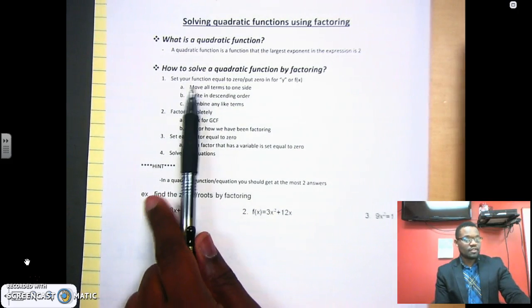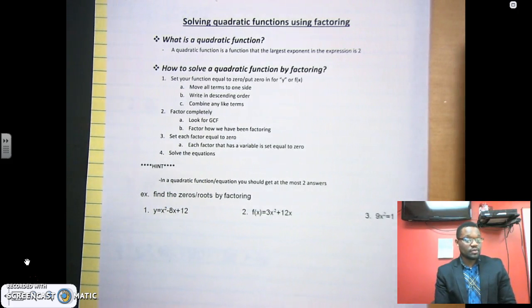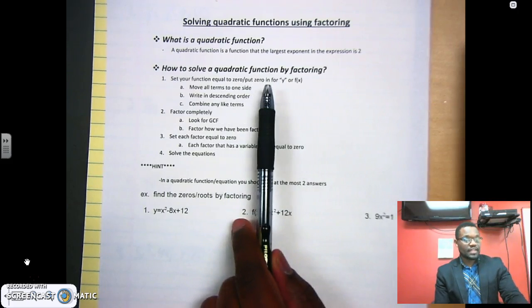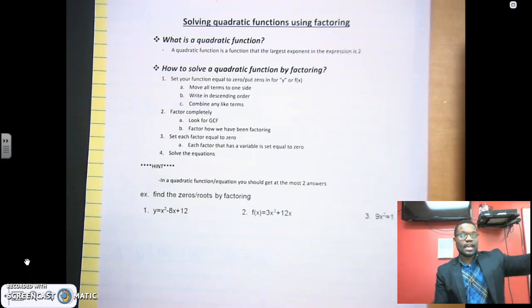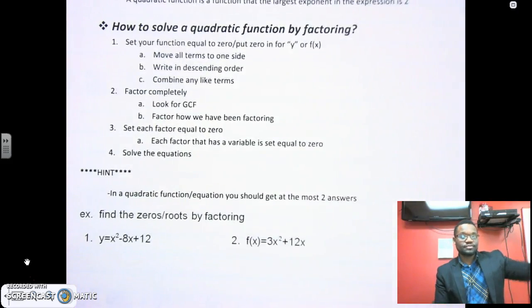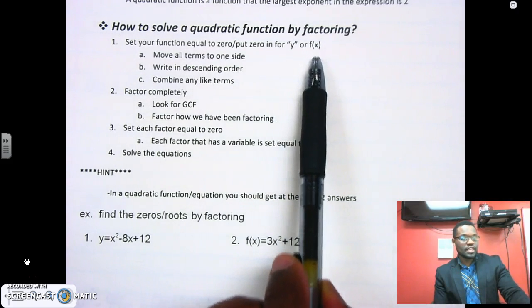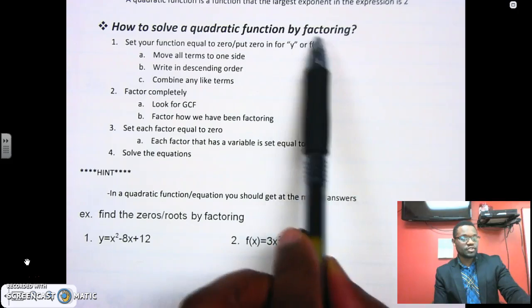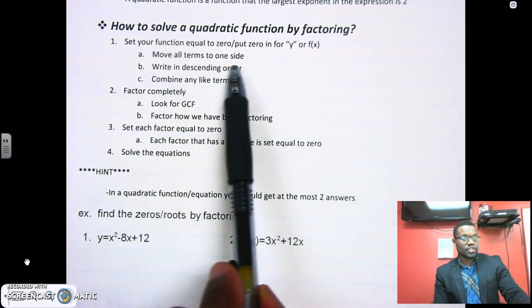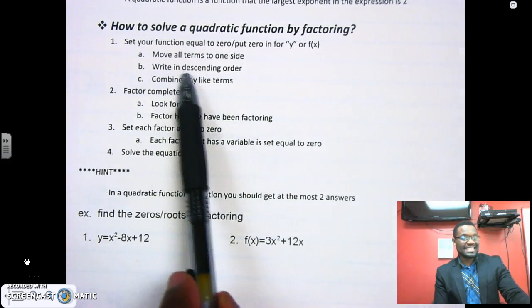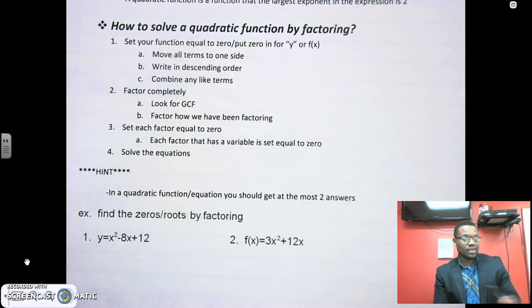First of all, your equation or function needs to be equal to 0. If you have something written with a y or f of x, that's called function notation. If it says y or f of x, then you just put a 0 for that. Or you have to move all the terms to one side, write them in descending order, and combine any like terms. This is how you set your equation equal to 0.